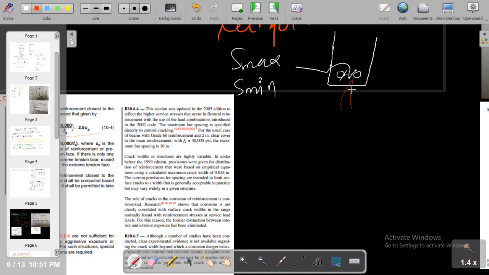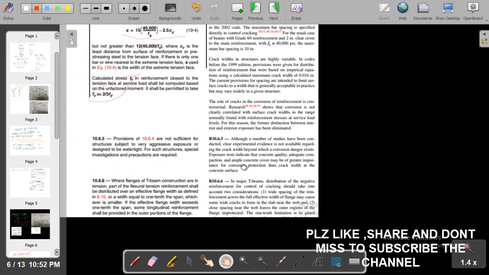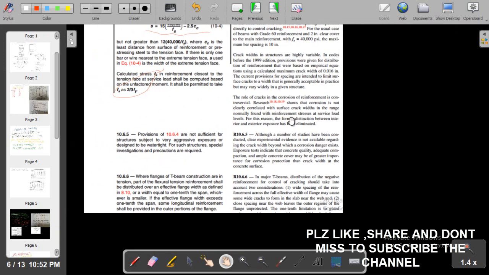Now there is controversy in research whether this crack width is important or not. So you can read these statements and you will see in detail what research says about this.